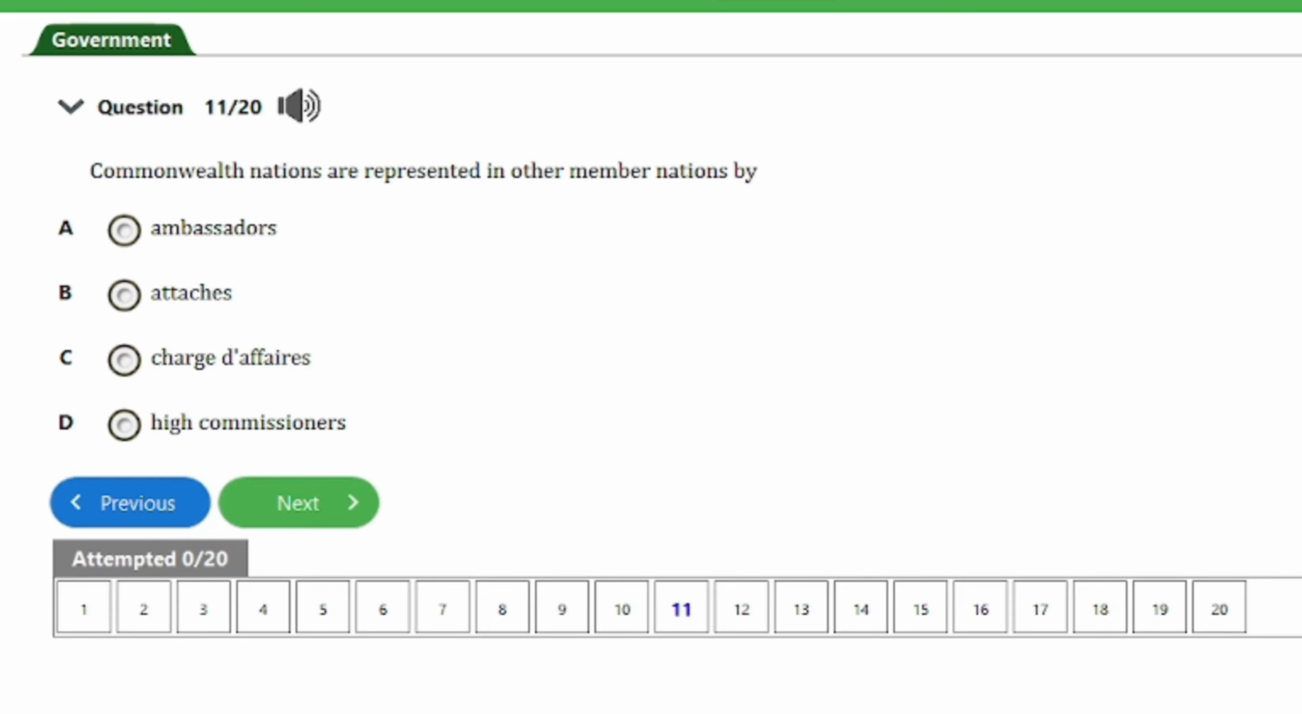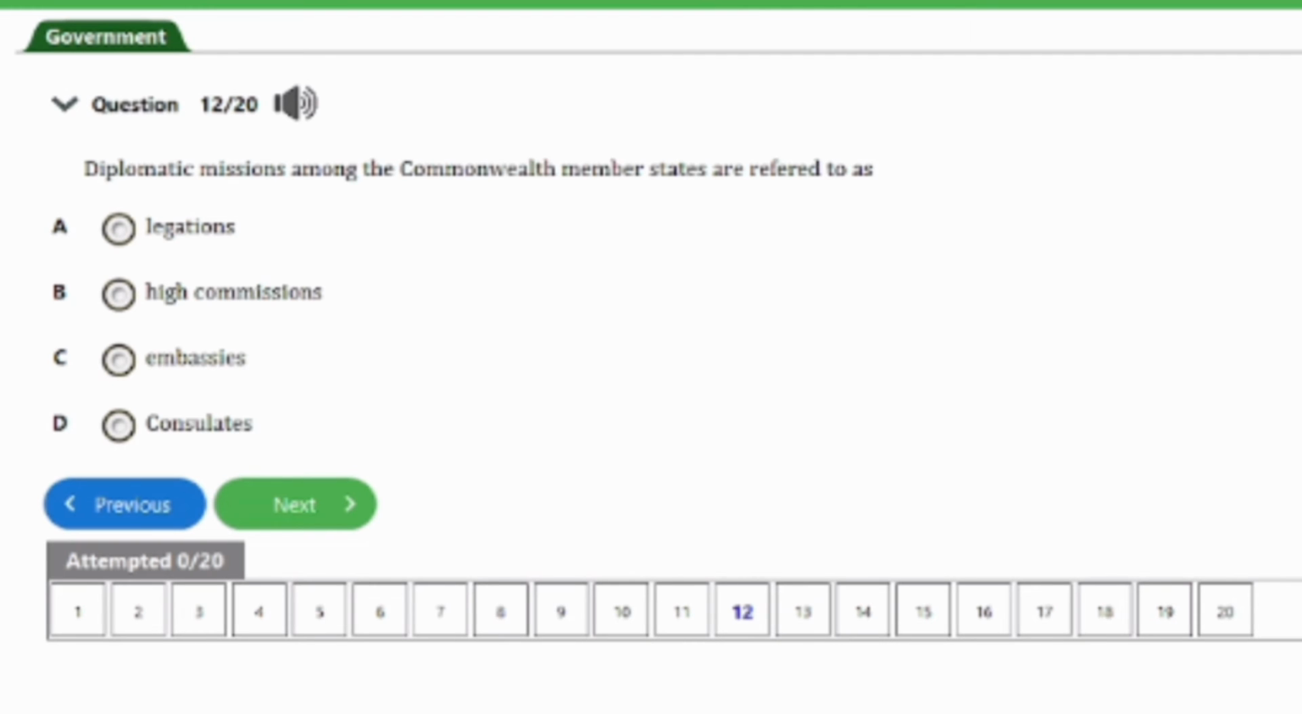So we have here question number 12. It says, diplomatic missions among the Commonwealth member states are referred to as A, legations, B, high commissions, C, embassies, D, consulates. So guys, the answer to this question is option B here, that's high commissions. Let's get on to the next one, guys.